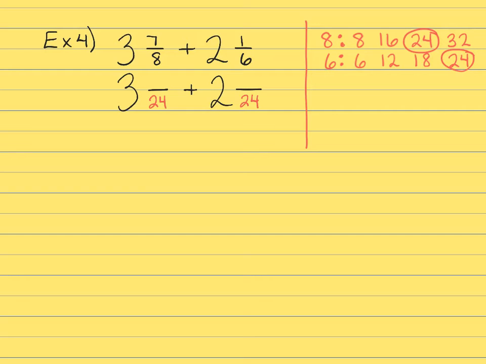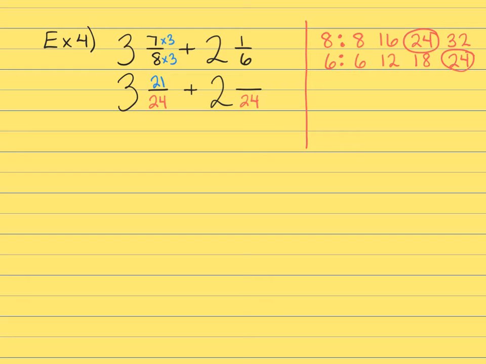And then we have to look back and figure out our numerators because we need an equivalent fraction to 7/8 with a denominator of 24. So 8 times what is 24? That would be 3. 7 times 3 is 21.